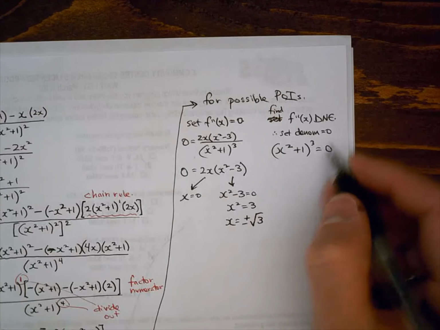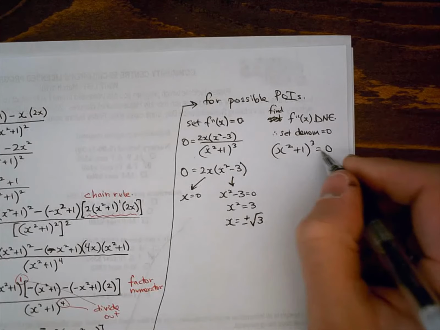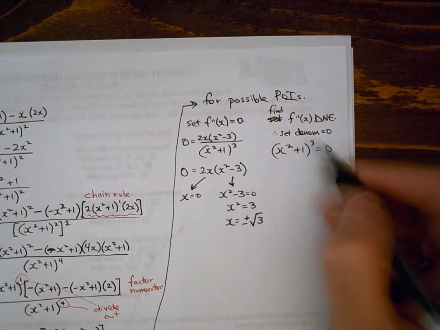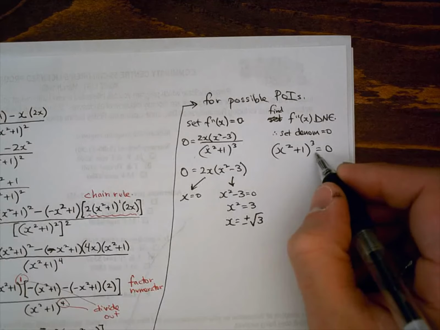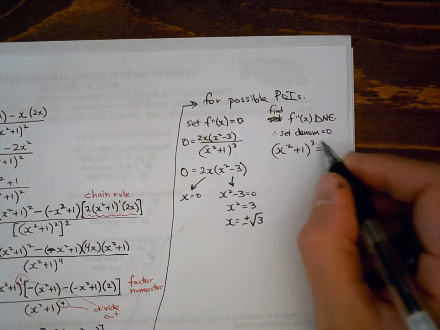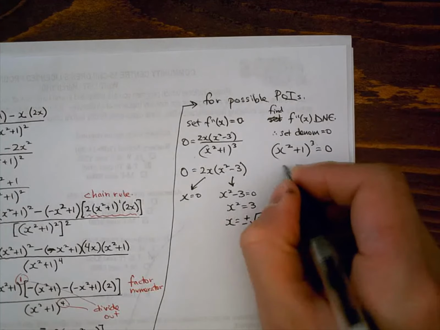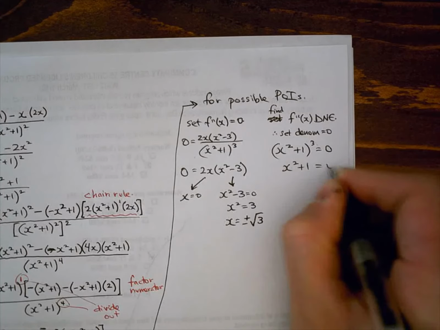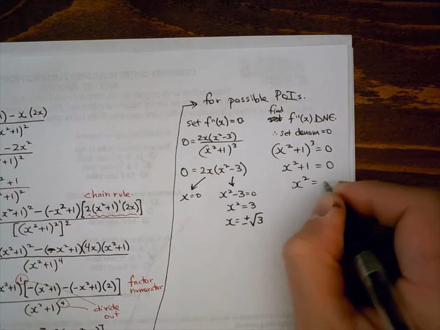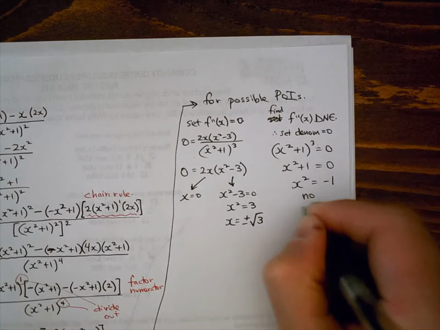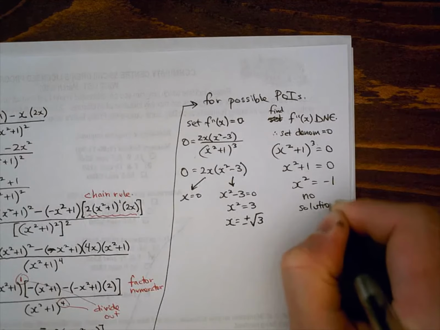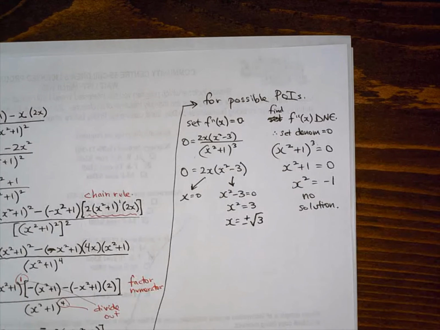Technically, there's a possible POI here. We know in IB it's not going to be a POI, but we still need this point for my sign diagram. So how do I undo this cube here? Well, I take the cube root of both sides. So I end up with x squared plus 1 is equal to 0. Bring the 1 to the other side. Well, there's no solution here because you can't take the square root of a negative number. So in this case, it didn't lead anywhere.